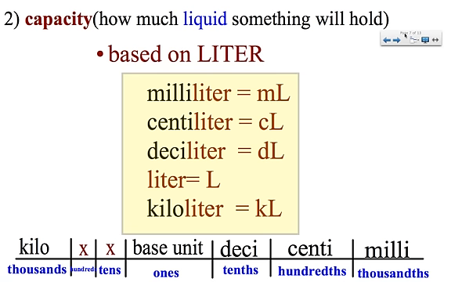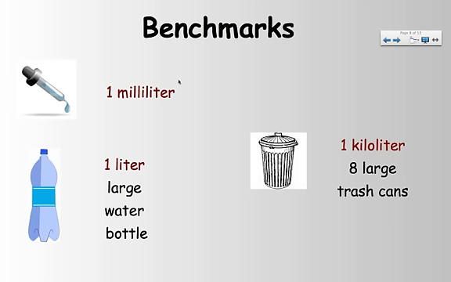The milliliter is the thousandths place. The centiliter is in the hundredths. The deciliter is in the tenths. The ones is the liter. And the thousands is the kiloliter. Now, using these measures, your benchmarks would be: a drop from an eyedropper is about 1 milliliter. A large water bottle is about 1 liter, or a liter of pop, which you're probably even more familiar with. And then 1 kiloliter is about 8 large trash cans.